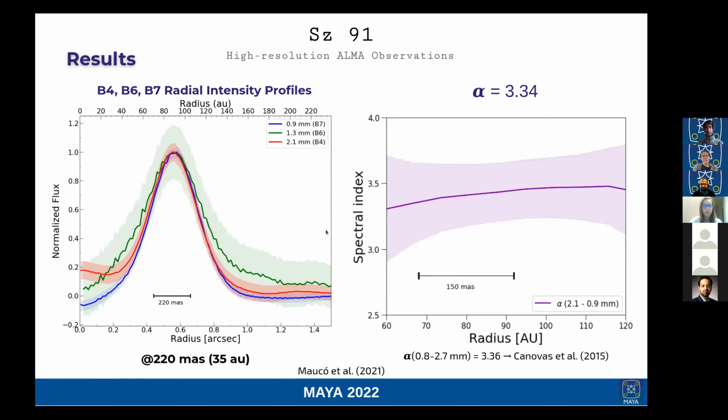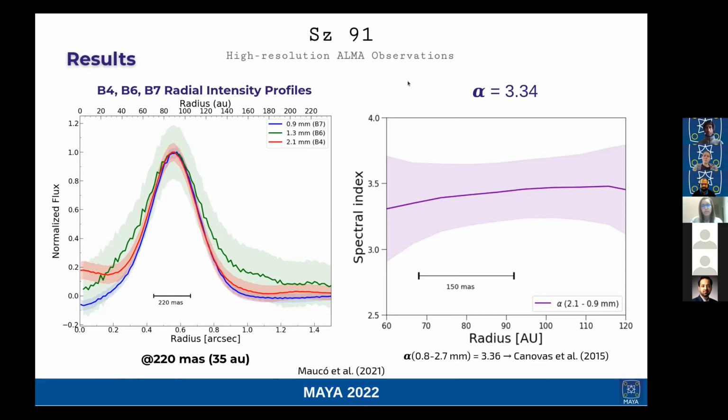So here I show you some results. These are the radial intensity profiles for the 3 data sets that we use. You can see that all of them peak around 90 AU, where the dust ring is located. And with these data sets, we estimated the spectral index. So you can see here on the right that it is almost constant throughout the ring of dust, from 60 to 120 AU, where the ring is supposed to be. You can see that the spectral index has an average value around 3.34.